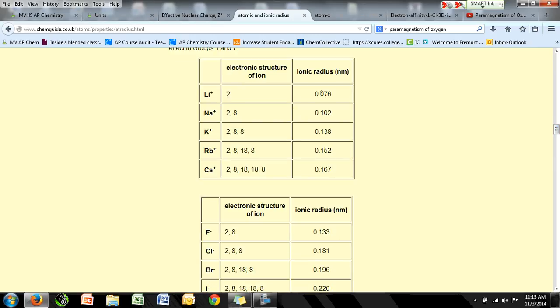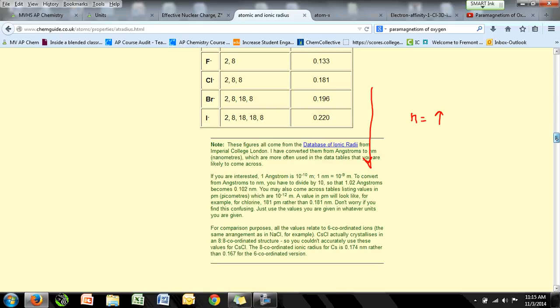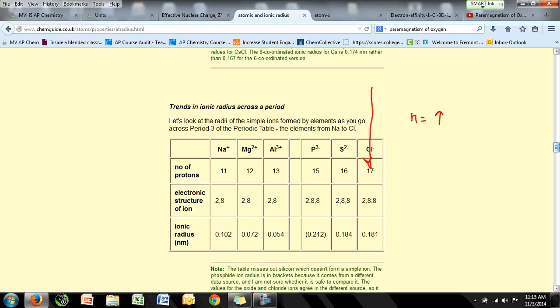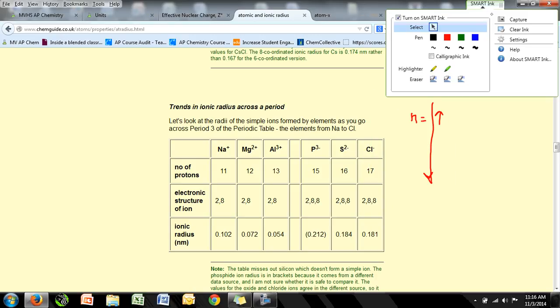Down a group, ionic radius is increasing. That's because the number of energy levels is increasing down a group, so ionic radius is increasing as well. And you'll see the same trend going down for the anions as well.